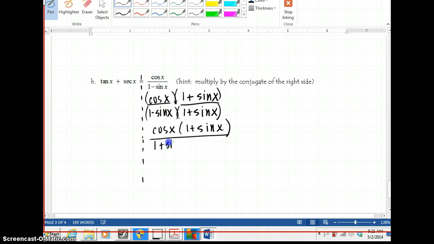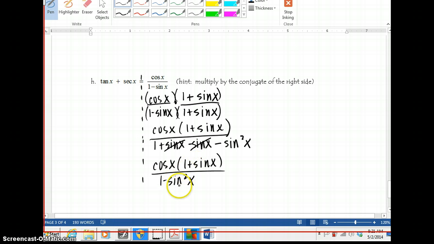First, outer, inner. A negative times a positive gives me a negative sine squared x. Okay, so I'm going to keep the numerator, sine x minus sine x, they cancel each other out. So my denominator is now 1 minus sine squared x. Okay, these won't cancel because they're not the same factors, so we need to work further with the denominator.